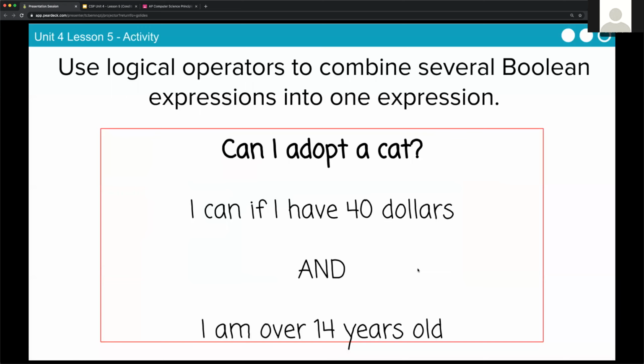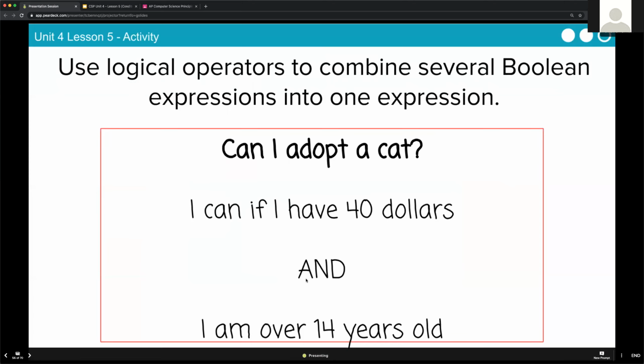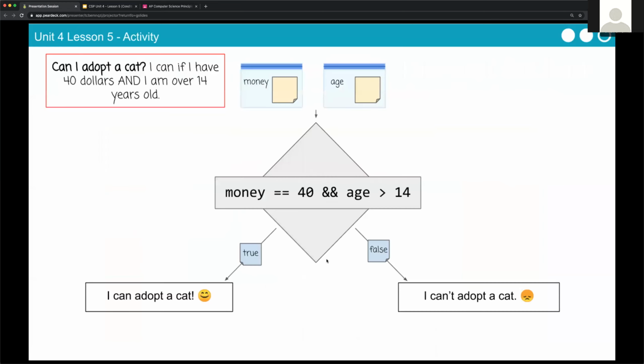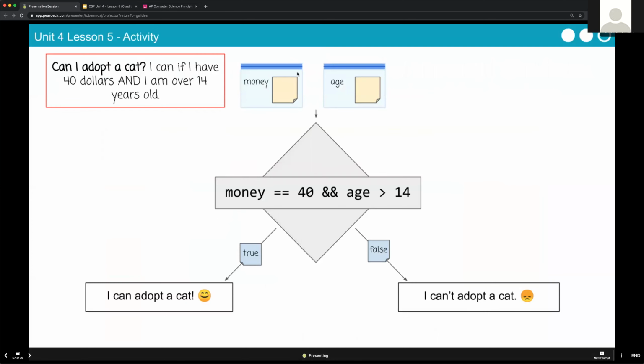So now let's revisit this question of, can I adopt a cat? Last time we looked at how we had to have two different layers of decisions. Now that we have this and operator, we can combine these two conditions together. So let's take a look at what that looks like in this flowchart. So same thing, we have the two pieces of information we need, money and age. But now notice that we've created this compound Boolean expression, and it's linked together with and.